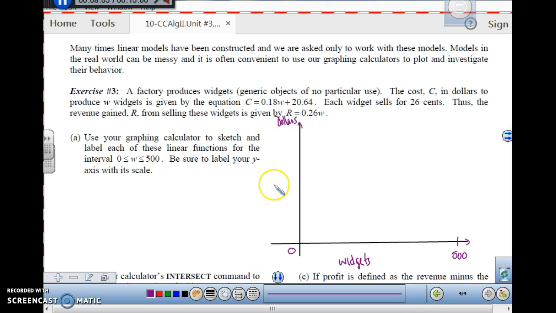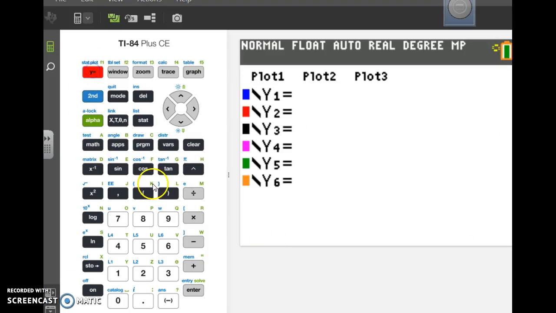All right, so let's enter our values. In Y1, we are going to put the C value, which is 0.18W plus 20.64. And then in Y2, we're going to put the other one, which is 0.26W. So I'm going to go to my calculator and plug those in Y1 and Y2. So Y1 is 0.18. I'm going to use the X for the W, plus 20.64.